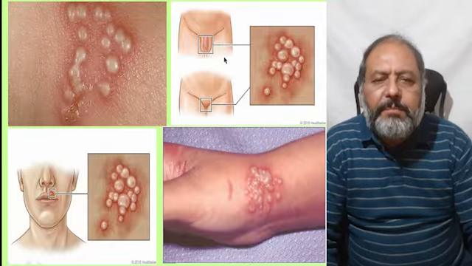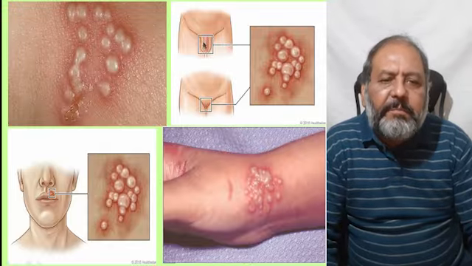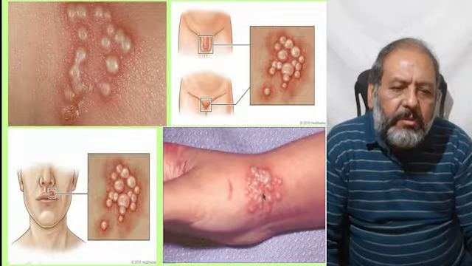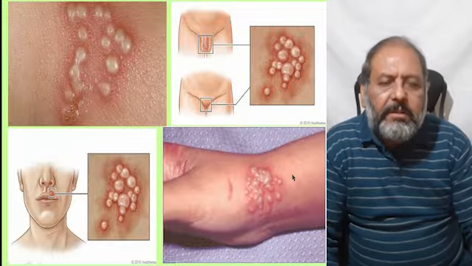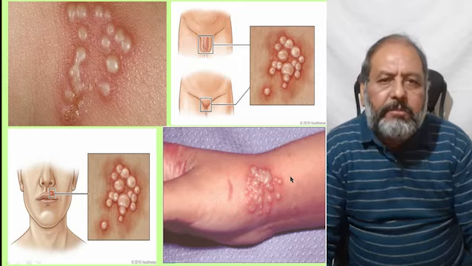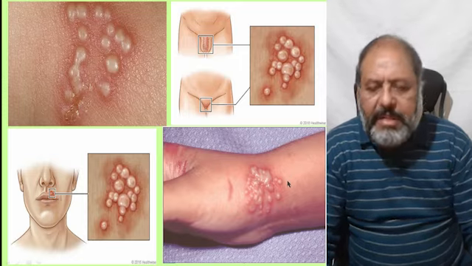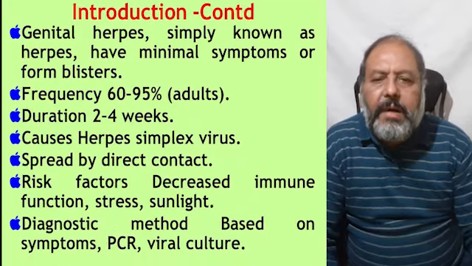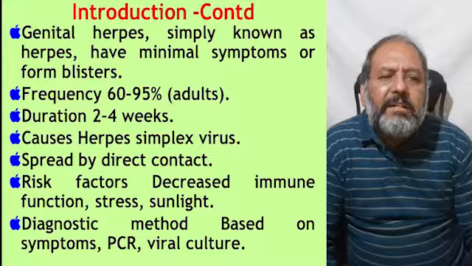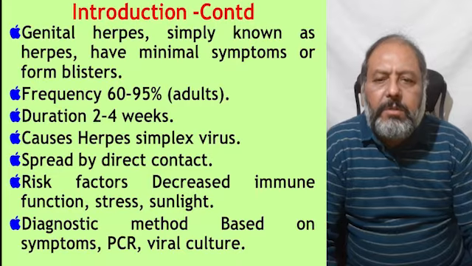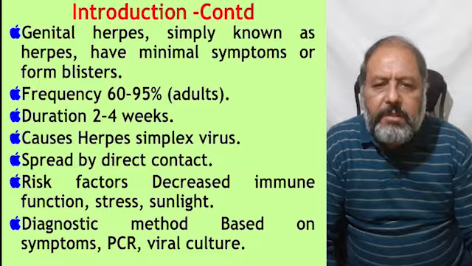herpes that can infect the male and the female also, and it can also be on the hand of a person, and some other body parts of the person are also involved, so their names are according to the part involved. Now, genital herpes, simply known as herpes, has minimal symptoms or forms blisters.